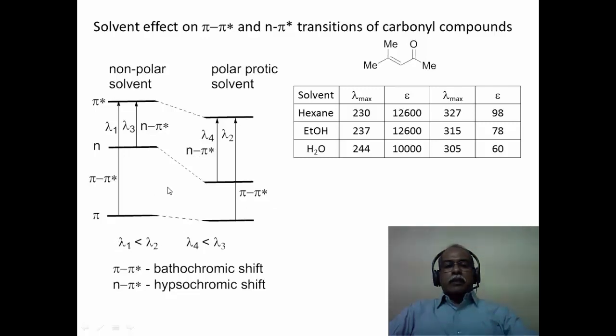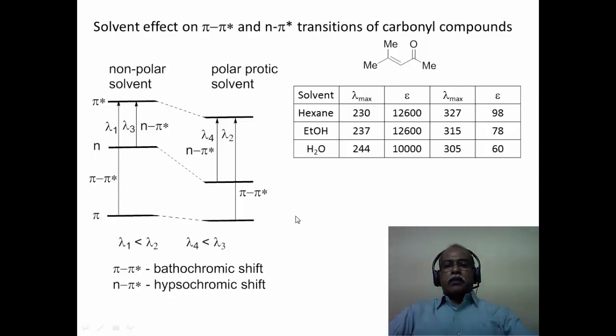If you look at the n-pi star level, it has exactly the opposite kind of an effect. The n-pi star state in a polar solvent is a much higher energy compared to the n-pi star state in the non-polar solvent. So the lambda 4, which is corresponding to the polar solvent, transition n to pi star, has much lower energy compared to this lambda 3.